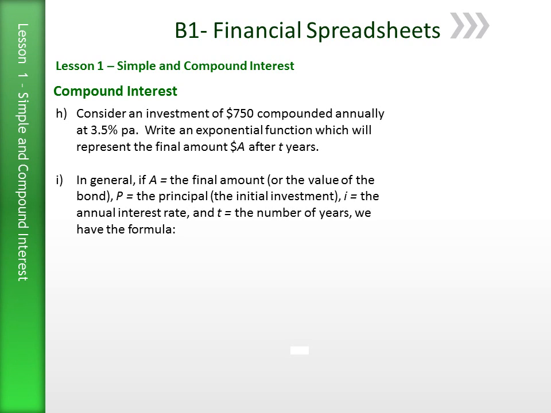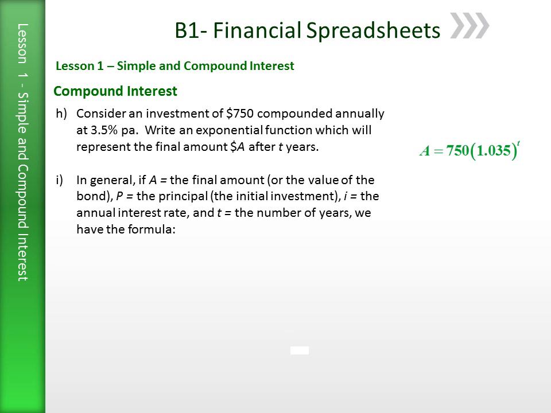Another example. Consider an investment of $750 compounded annually at 3.5%. Write an exponential function which will represent the final amount in A dollars after t years. So here we have A equals 750, which is our principal, times 1.035, which represents our interest rate, raised to the t power.